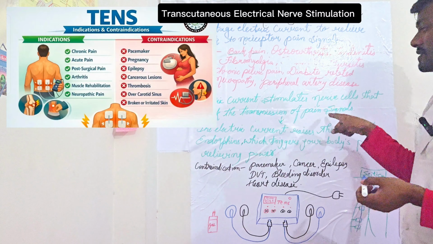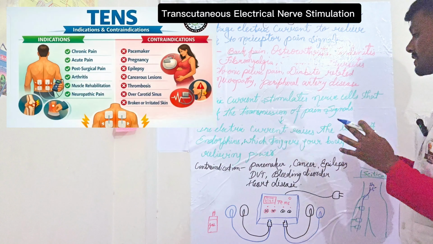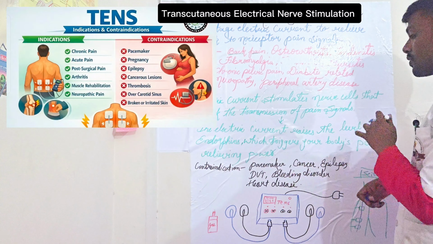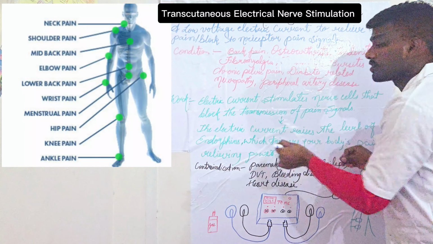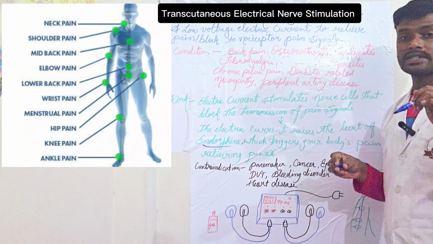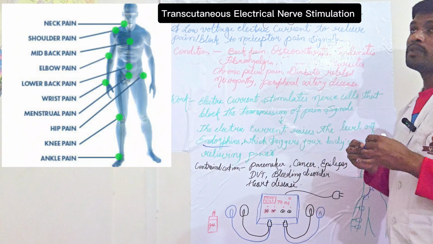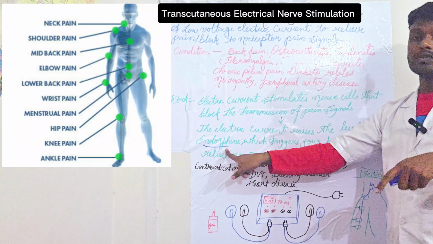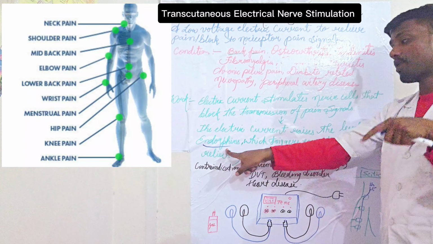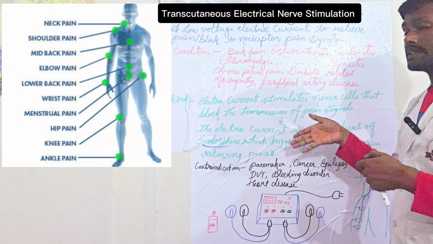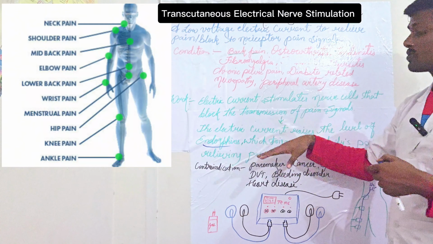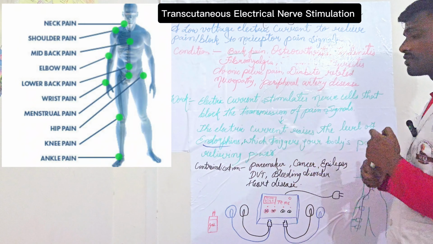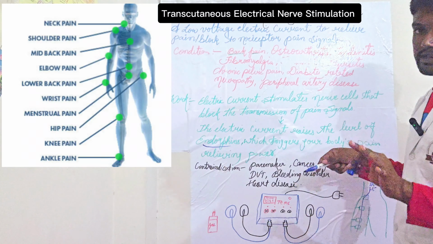Besides blocking transmission of the pain signal, the electrical current raises the level of endorphin, which triggers your body's pain relieving power. Endorphin is a natural painkiller present in our body, and it helps reduce pain signals. When you apply the TENS machine, it also triggers the endorphins to reduce the pain. So that is the working mechanism of the TENS machine.